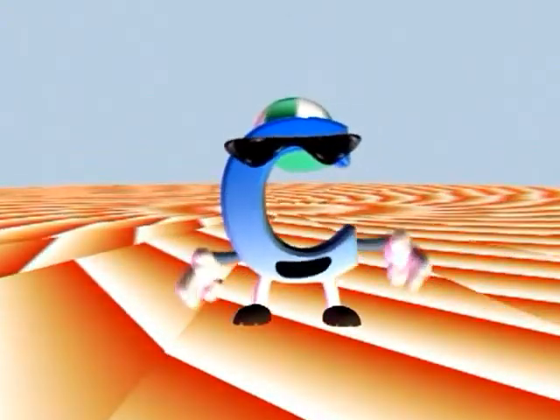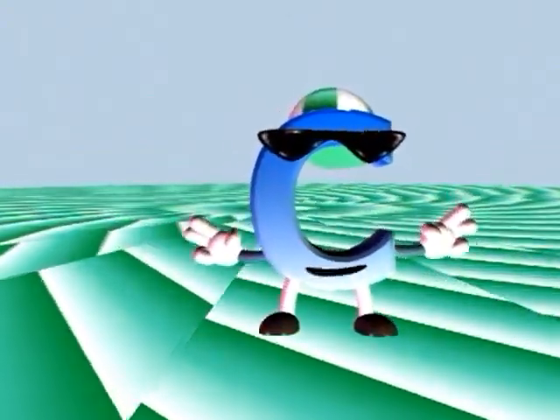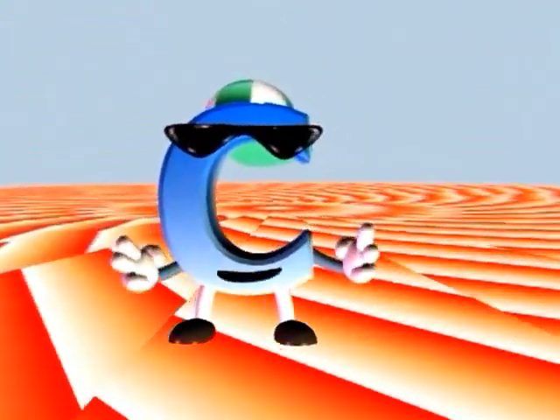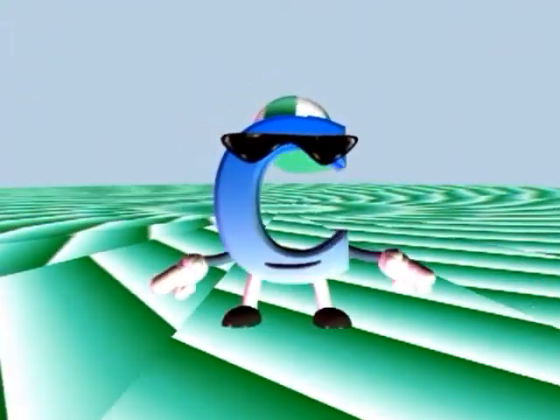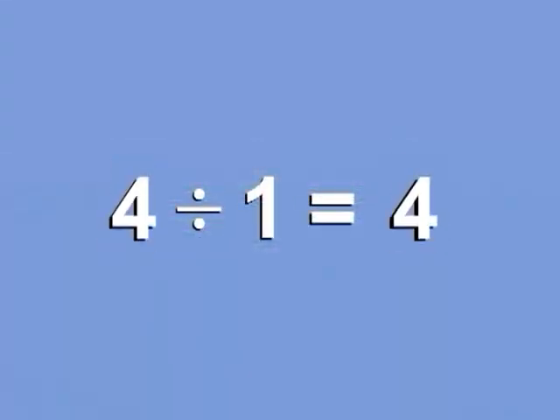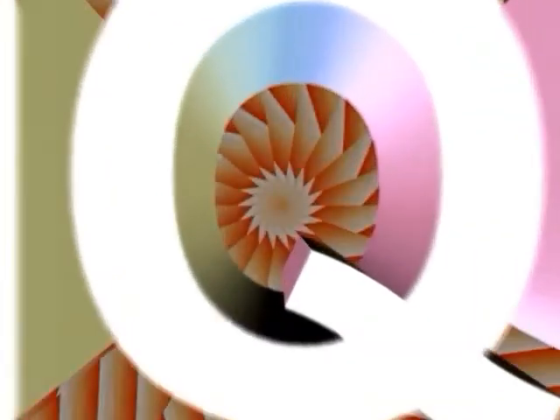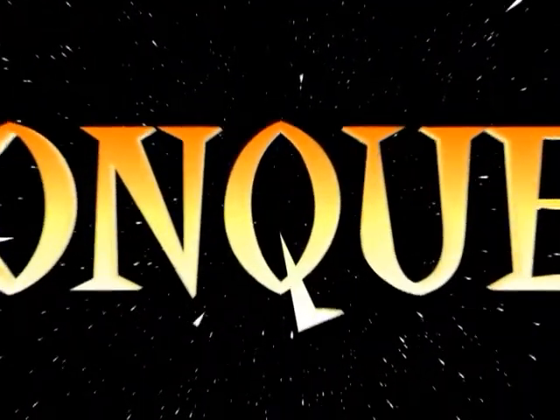Well, I'm capital C, you gotta listen to me. Keep learning and be what you wanna be. Work out your brain and have some fun. Here is how you divide by 1. Any number divided by 1 equals that same number. Any number divided by itself always equals 1. Let's conquer! Divide and conquer! Everybody now, conquer!